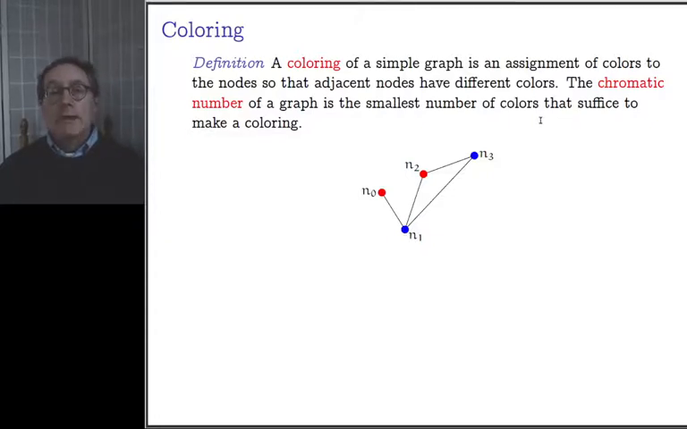So the chromatic number of a graph is the smallest number of colors that suffice to make a coloring. And clearly it suffices here to have three colors, red, blue, and green.